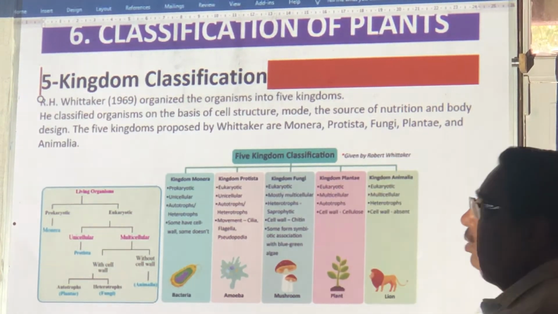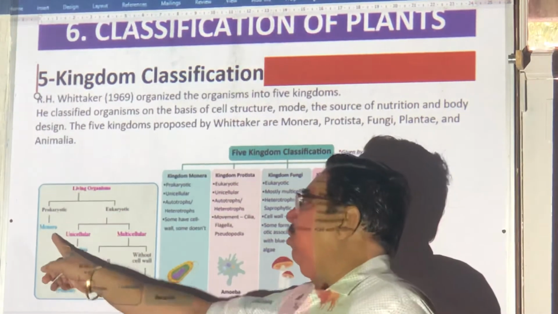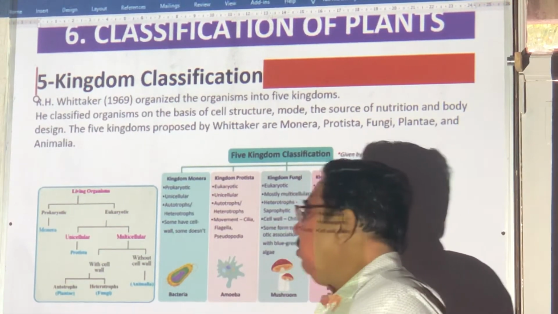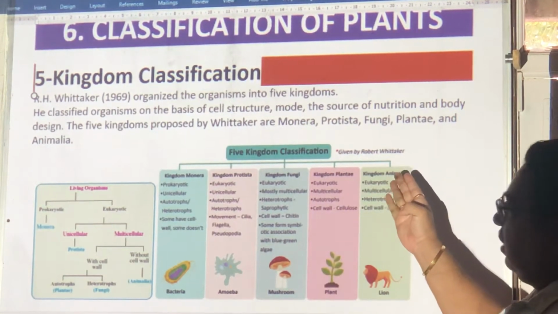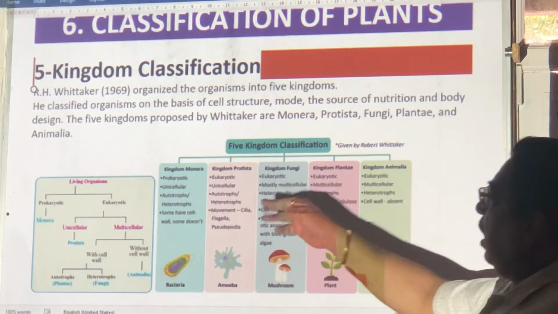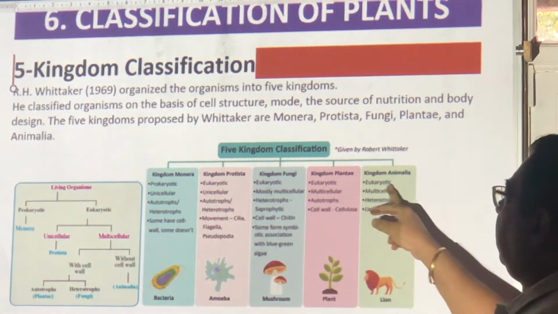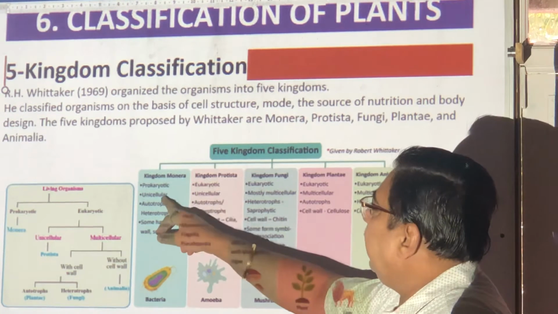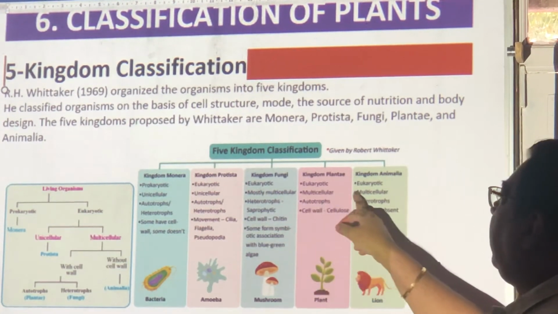The ones in blue are from your textbook. So 5. Out of this 2 we studied already, Monera and Protista. Now we are on the Plantae. So the 5 kingdom classification given by Robert Whittaker is 1, 2, 3, 4, 5. Monera are prokaryotic, Protista are eukaryotic, so all are eukaryotic after Monera. Only Monera are prokaryotic. Monera and Protista are unicellular. Here multicellularity begins.